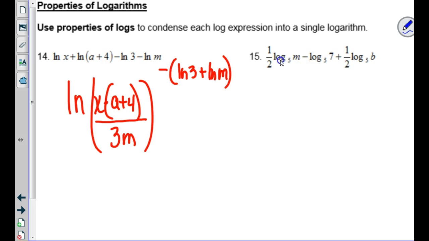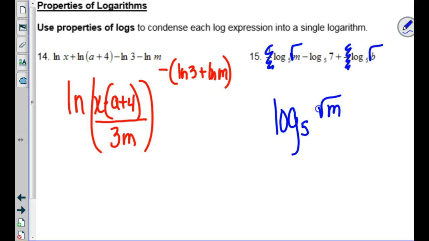Okay. What about this? Guys, what does the 1/2 power mean? Well, first of all, 1/2 multiplied in front means it's a power, right? And the 1/2 power is square root. So you need to write it as a square root. Don't write it as a 1/2 power. Now, this one is a log base 5. Now, what are we doing? Log base 5. Square root of m, okay.